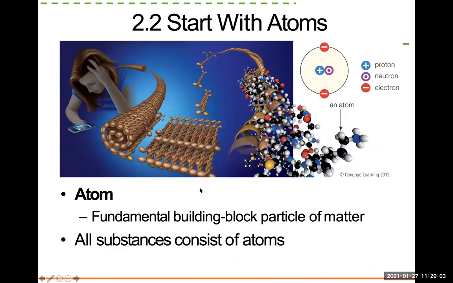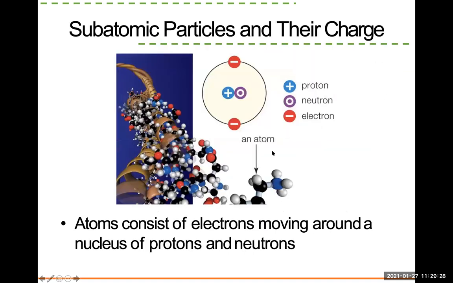So the first thing we have is the atom. We already learned the definition of an atom. It's a fundamental building block of matter. That's the smallest unit that we've learned so far, and all substances consist of atoms. Now, this is an atom, and it has subatomic particles. Those are called protons, neutrons, and electrons. Sub means under or smaller, so they're smaller than the whole atom.